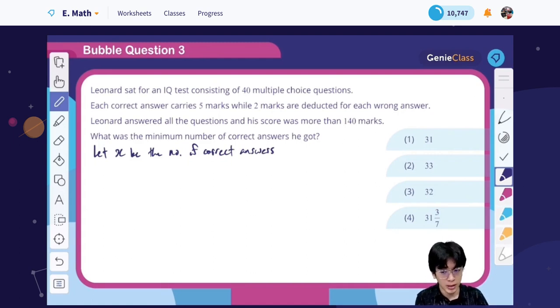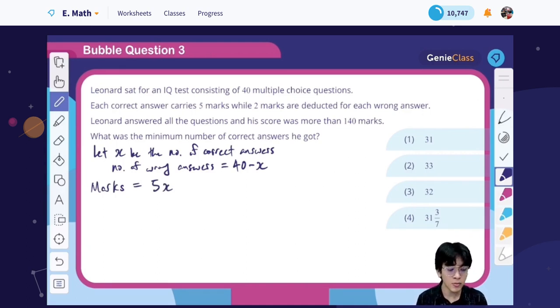Okay, so therefore number of wrong answers is just 40 minus x, right? The remaining answers. Okay, so what is the formula for the number of marks? Number of marks will be, every correct answer will be 5 marks. So 5x. Then what? I will minus away 2 marks for every wrong answer. So minus 2 times 40 minus x.